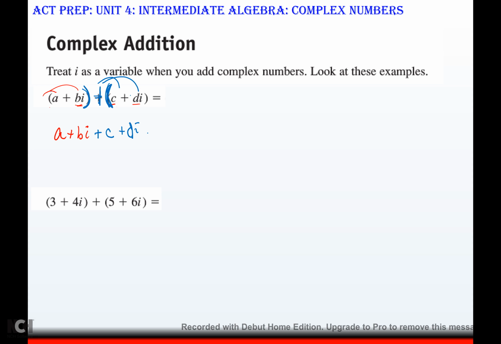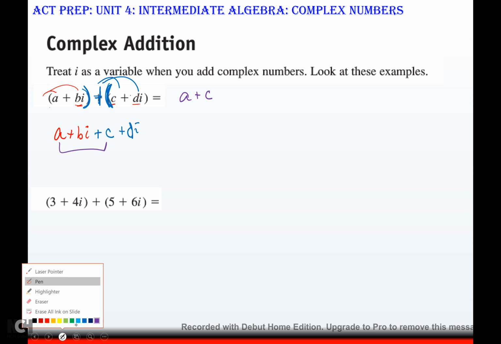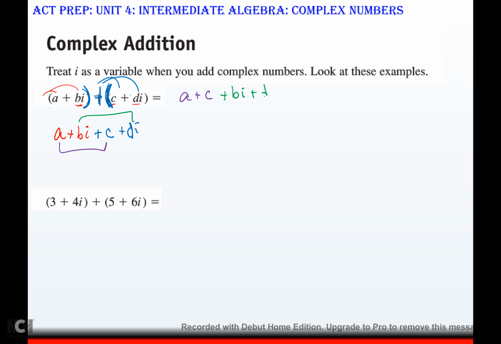And then what you do is you combine like terms. You combine your real with your real. So that would be a plus c. And you combine your imaginary with your imaginary. That would be plus bi plus di. And that's as much as I can do. I mean, they'll write it like this. They'll say a plus c plus i times b plus d. This and this mean the same thing. They just factored out the i there.